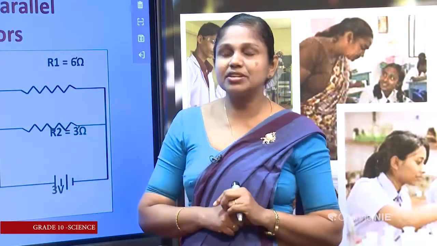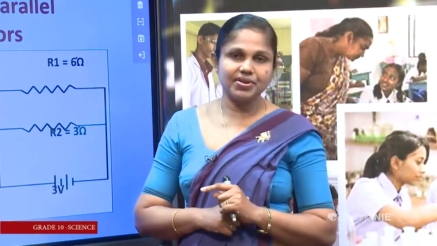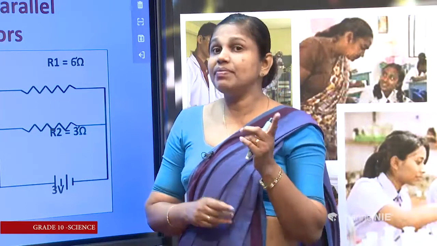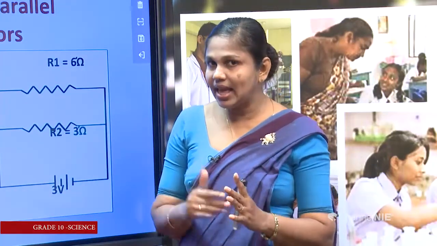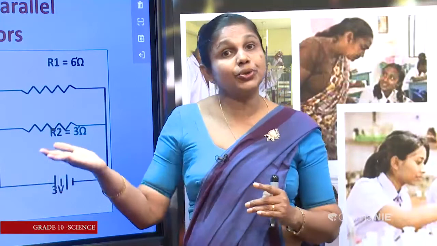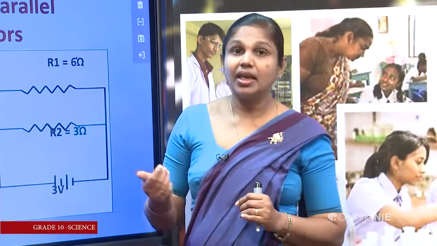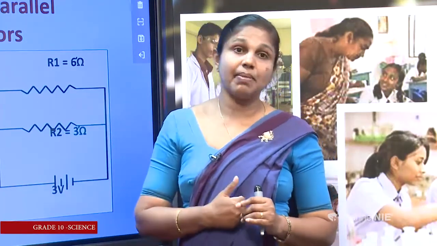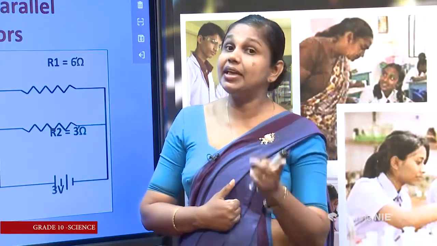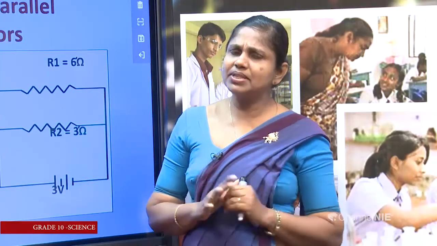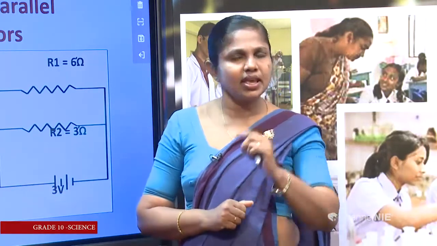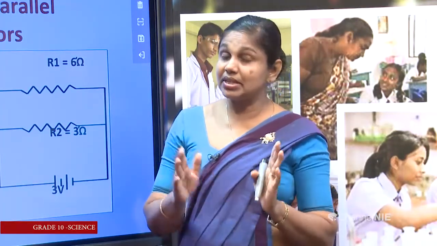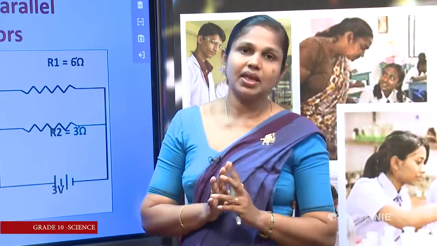This is the secret behind connecting resistors in different manners, children. When the equivalent decreases like this, the current flow through the circuit increases. When the current increases, the brightness of the bulbs in the circuit must increase. If there are bulbs connected here, definitely the brightness must increase when the resistors are connected in parallel.